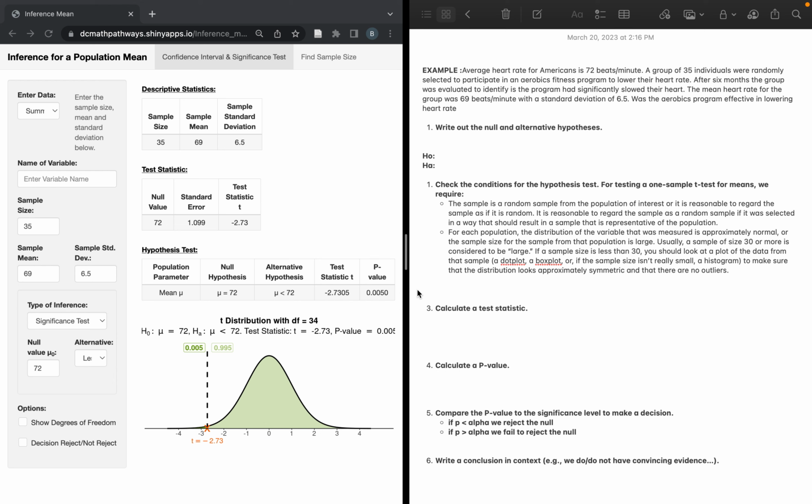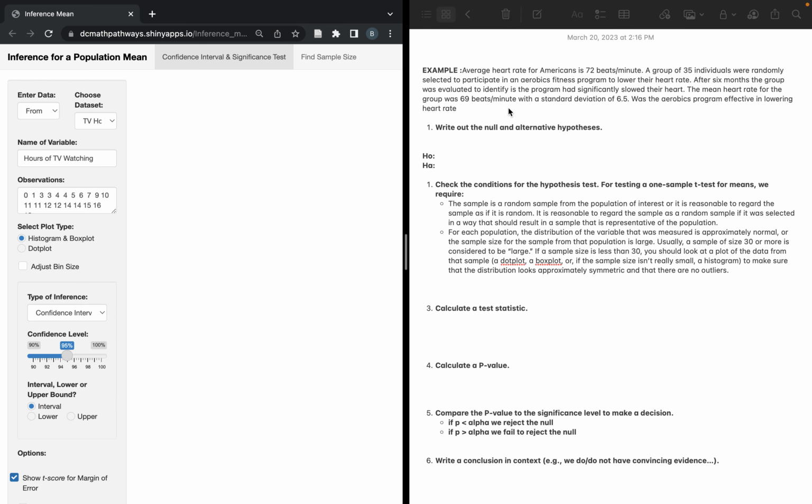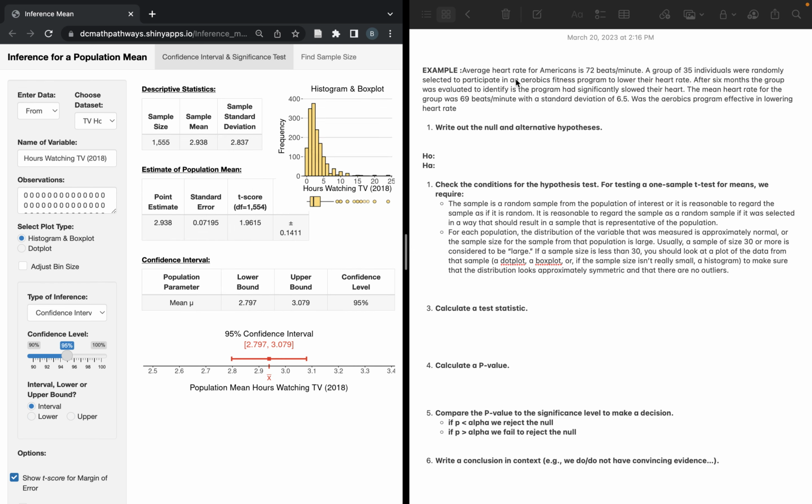How to run a one-sample t-test to test claims about the mean. In this test, it tells us that the average heart rate for Americans is 72 beats per minute, and we have a group of 35 individuals who were randomly selected to participate in an aerobics fitness program to lower their heart rate.